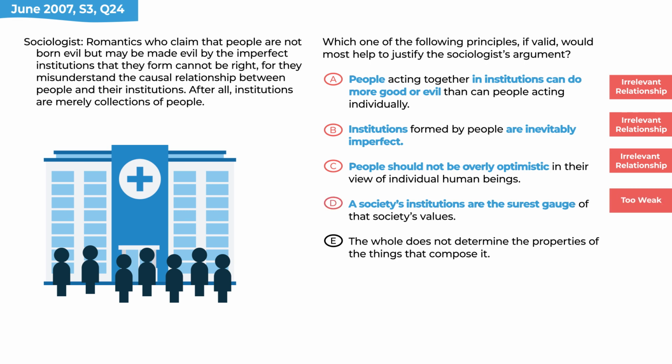Answer choice E says that the whole does not determine the properties of the things that compose it. So this sounds like an abstract description of a relationship between a whole and the things that comprise it. Answer choice E doesn't say that it's the people that create the institutions, but it does say that it's not the case that the institutions create the people. So this rules out the alternative cause, right? The reverse direction of the cause, and makes the argument here more likely to be true. So this would do most to justify the reasoning and is the right answer.